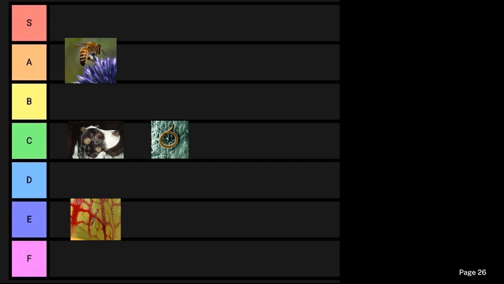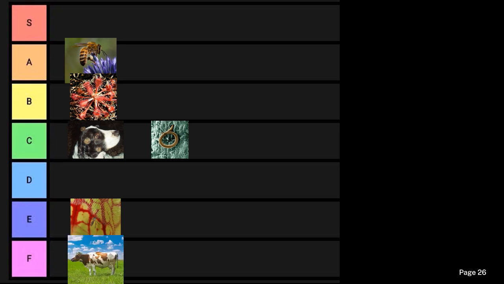Now onto the pink sundew and the wolf spider. I think competition between a plant and an animal is pretty cool, and a rather hard condition to come by. B tier. Now, the cow walking on grass? Pretty mundane. F tier. Moving on to predatory behavior.